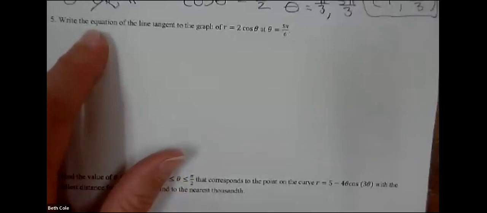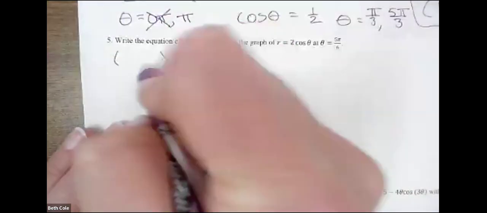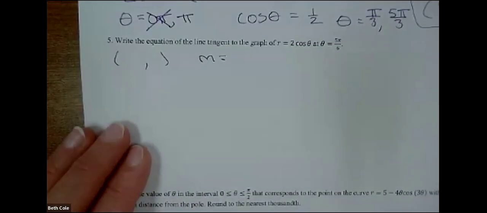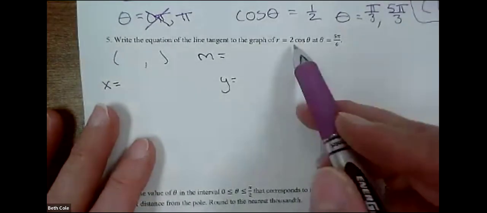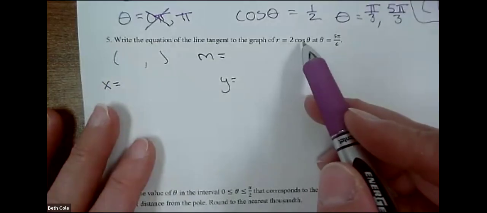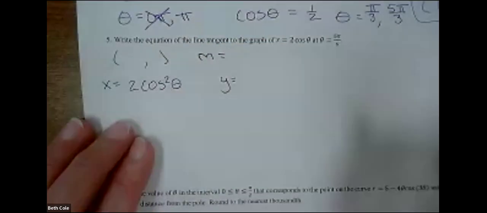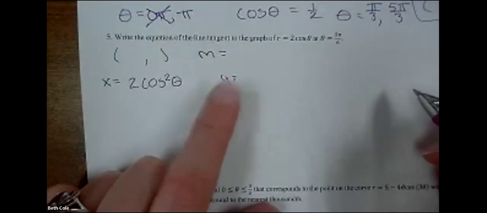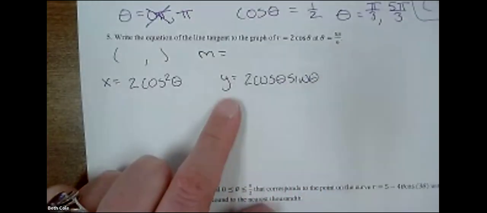All right, this one is asking for what? Just read it. Okay, so what two things do you need to write an equation? A point and a slope. So we're going to need to get x and y. X is r cosine theta, so that would be 2 cosine theta times cosine. So it would be 2 cosine squared. Good job. And then y is r sine theta. Should look like that.